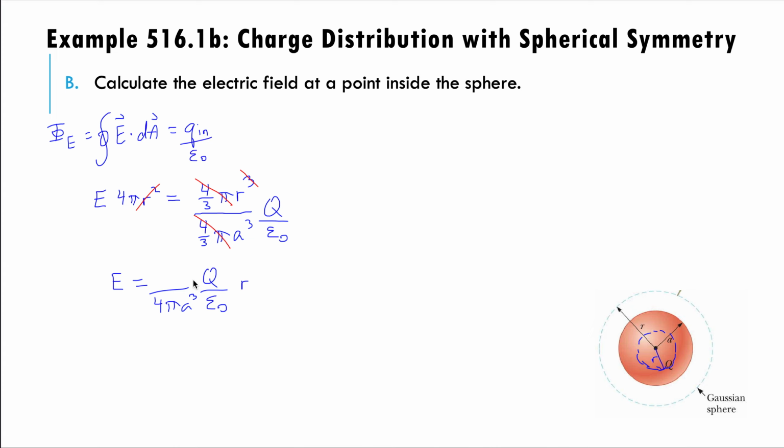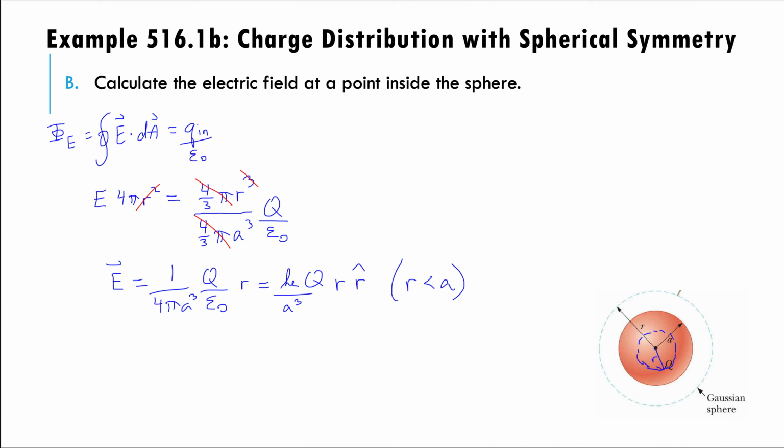Everything else here is a constant. And we can once again write it in terms of Coulomb's constant, the 4π epsilon naught, so k_e over a³ times Q times r, and this is going to be again in the radial direction. So this is our field inside the sphere.